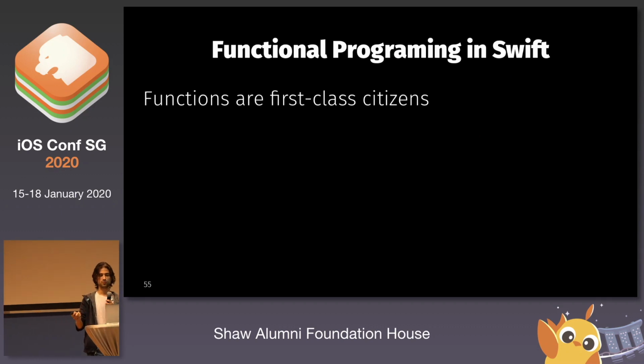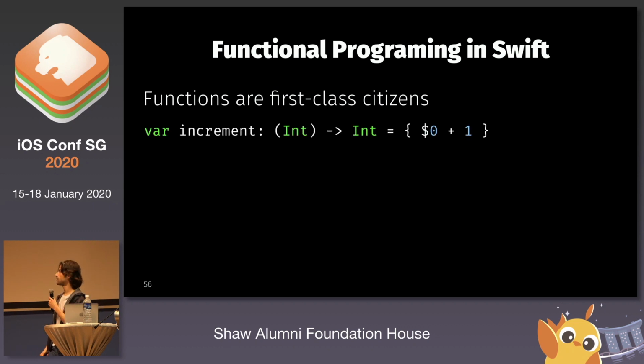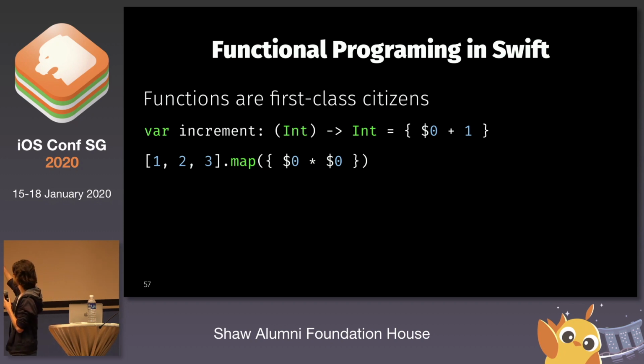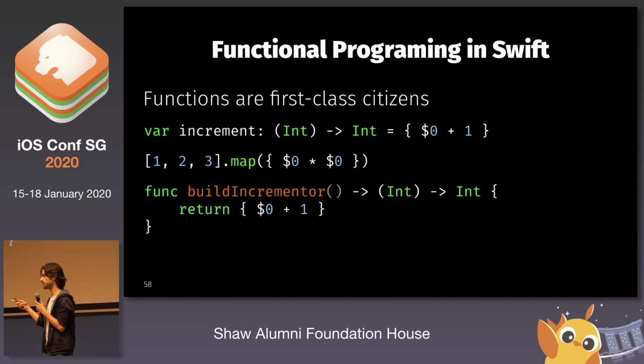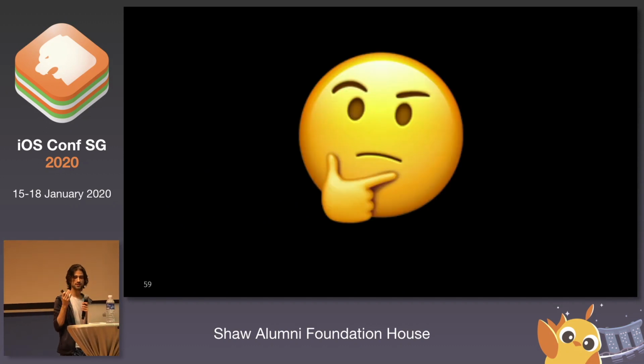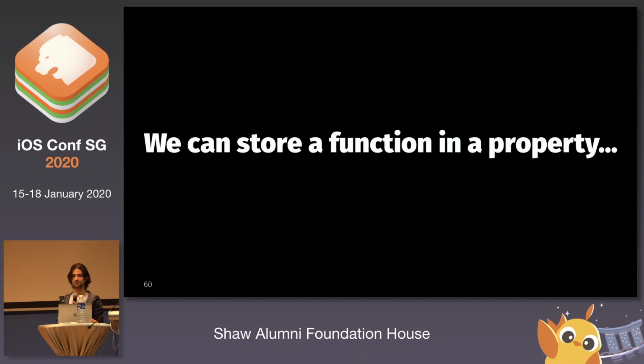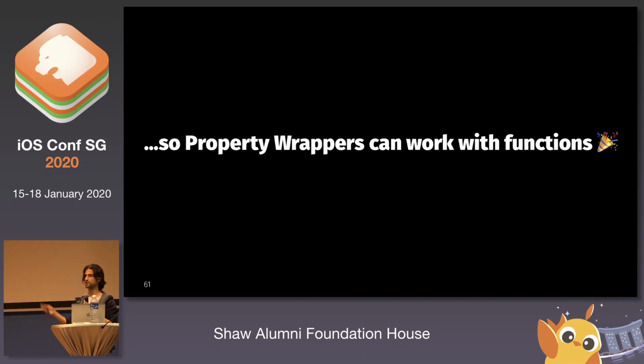Usually when we say Swift is a functional programming language, we say functions are first-class citizens. It means three things. A variable can store a function, a function can take a function as an argument, and also one we tend to forget, a function can return a function. When we put all of this together, we can see that we can store a function inside a property. So basically, property wrappers can work with functions. OK, so now we are able to decorate code with code.